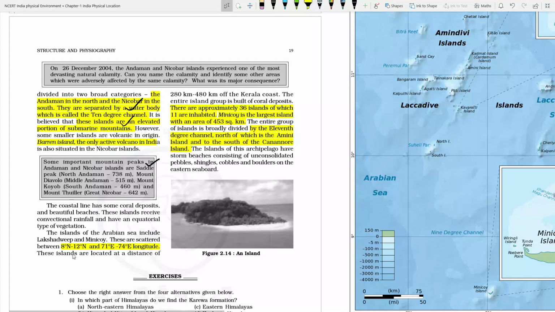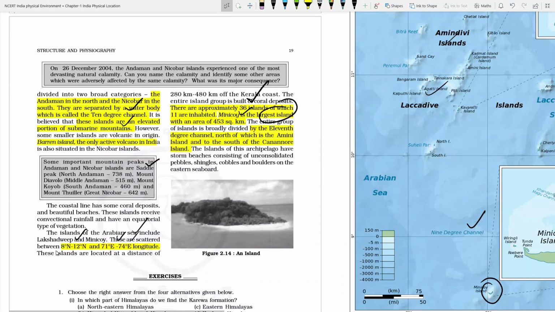Lakshadweep is also an important island group. It is a coral island, at 8 to 12 degree north latitude and 71 to 74 degree longitude. It consists of 36 islands, and Minicoy is the largest island, which is separated from the mainland of Lakshadweep by the 9 degree channel. You can see the 9 degree channel here. Minicoy island is there. Here Amindivi and the Lakshadweep islands are there. Groups of islands are there.